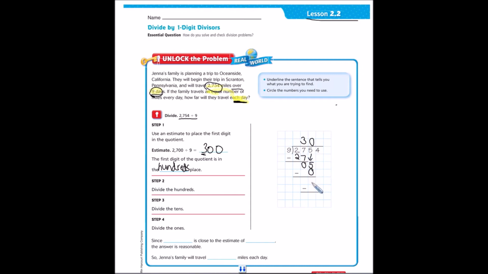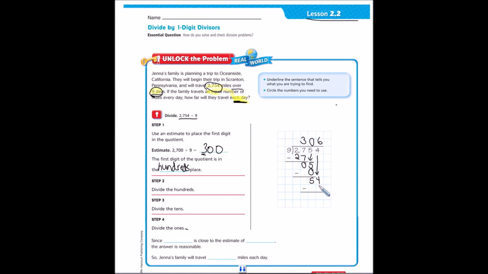I do my subtraction. 5 minus 0 is 5. Next step, now I'm going to divide my 1s, and bring my 4 ones down. Now I have to look and divide. How many times does 9 go into 54? Well, I know that 9 times 6 equals 54.